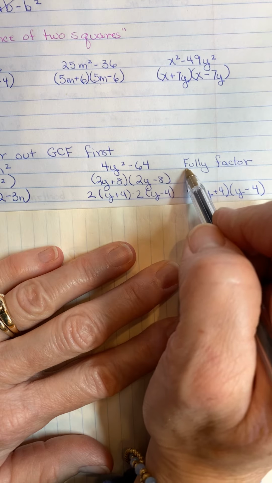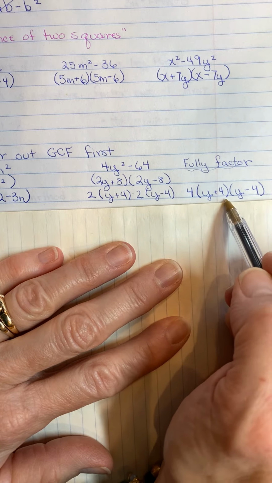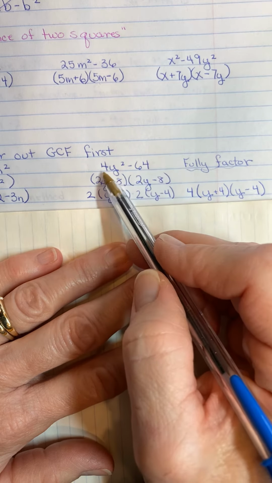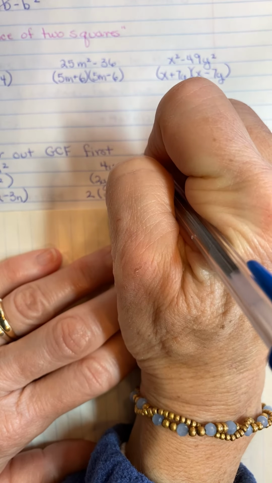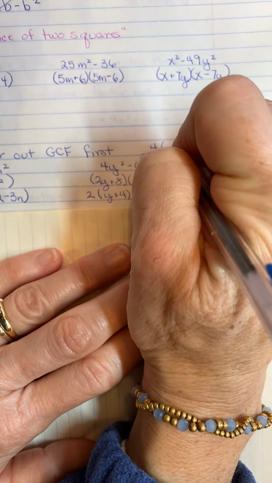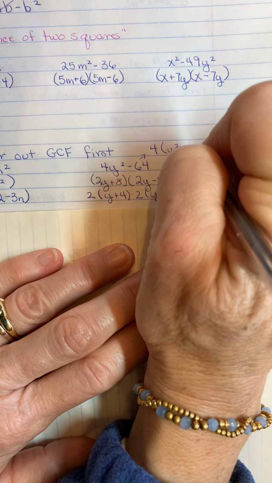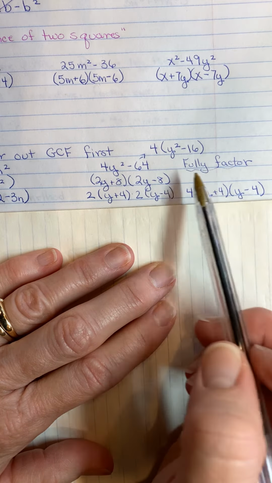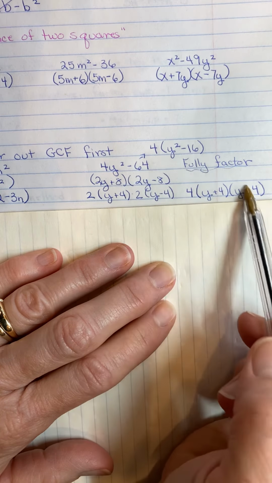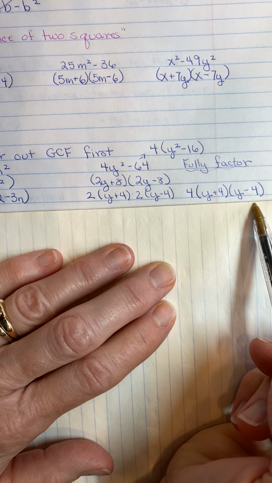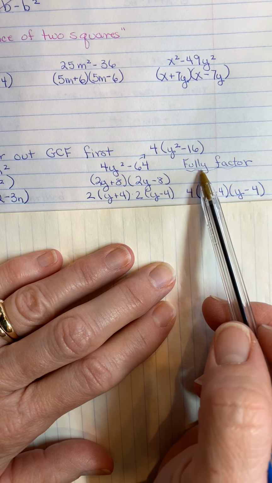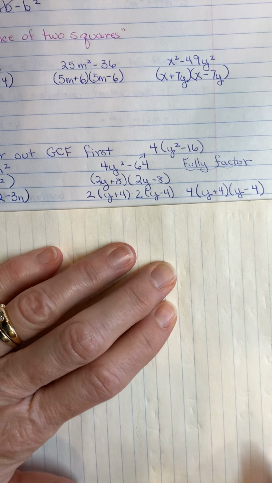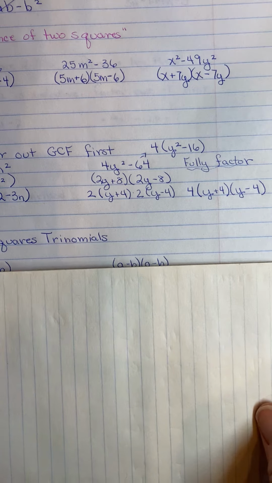But if we just wanted fully factored, this is the better answer. Now notice if we started up here and factored the 4 out first, we would have y squared minus 16, and then this would factor into y plus 4 and y minus 4. So just another way. I wanted to show you there's no right way or wrong way of doing this, but to be fully factored, there is no greatest common factor in any of the factors that we get.